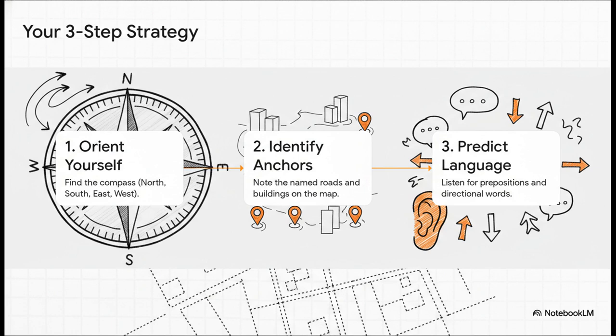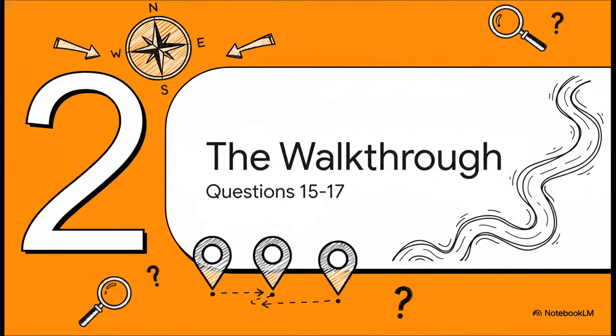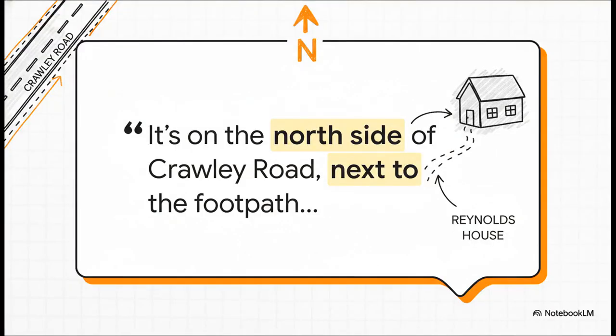All right, let's actually put this into practice, shall we? Right, let's get into the walkthrough with our first batch of questions. We're going to apply that strategy we just talked about to questions 15, 16, and 17. Okay, first up is question 15, the Reynolds house. The audio gives us two really important clues here. Listen for on the north side of Crawley Road and next to the footpath.